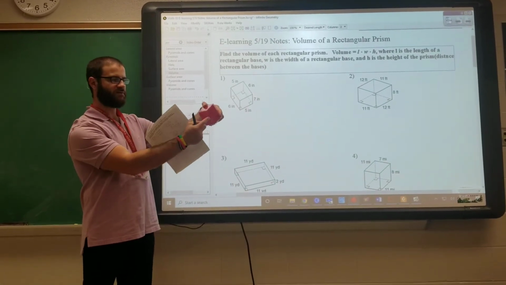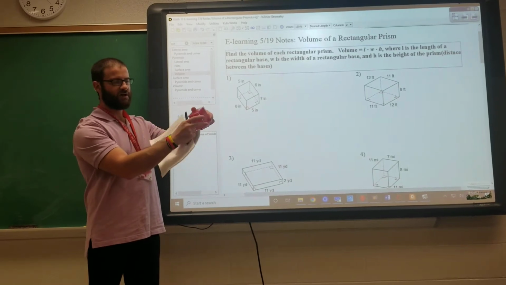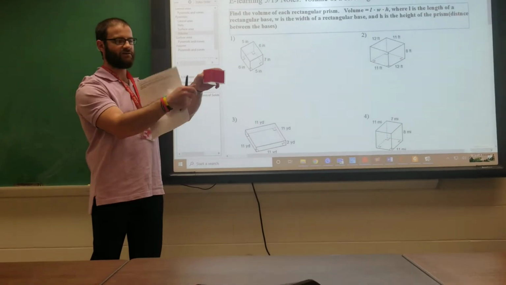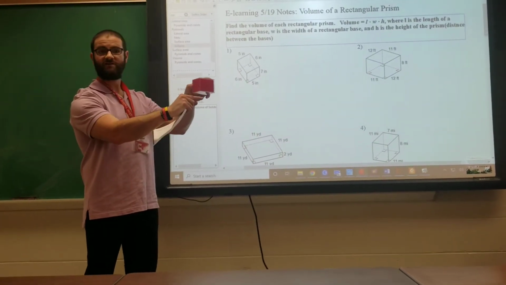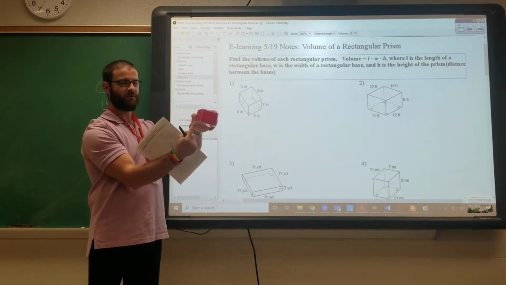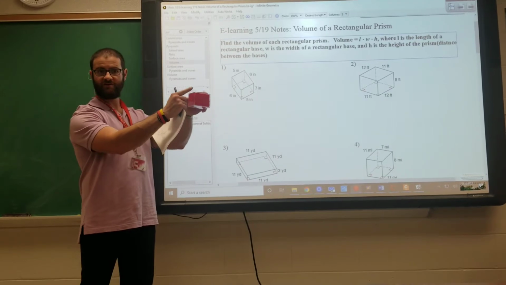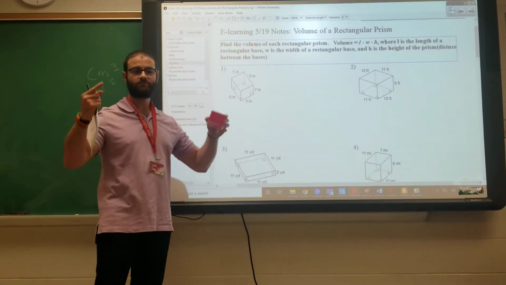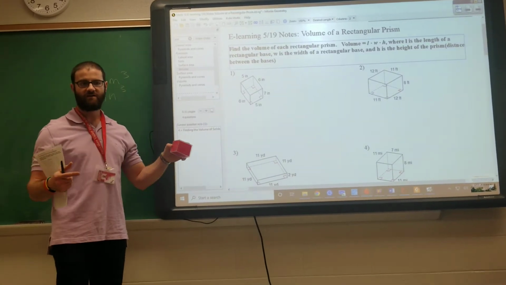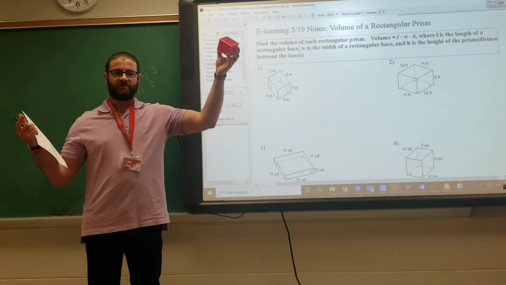So we can see the base is a rectangle. This is a base. We do length times width. And then here's the other base: a base on the bottom, a base on the top. The height is the distance between the bases. So we take the length of the base times the width of the base times the height of the prism, the distance between the two bases, and we get the volume, the amount of three-dimensional space inside that figure. Basically, think of a rectangular prism as a box.